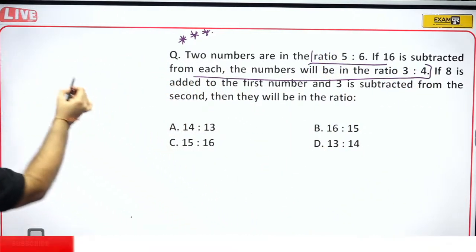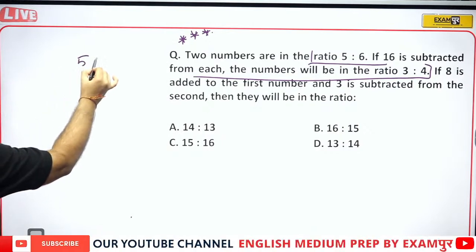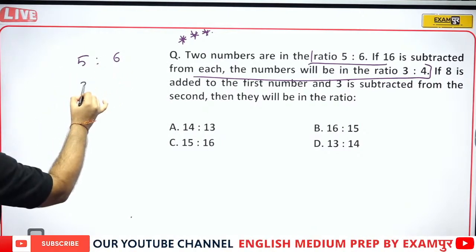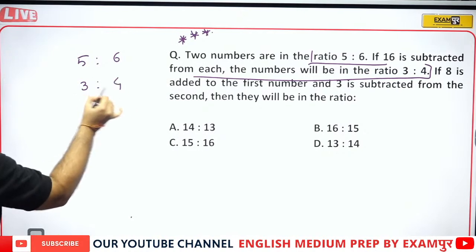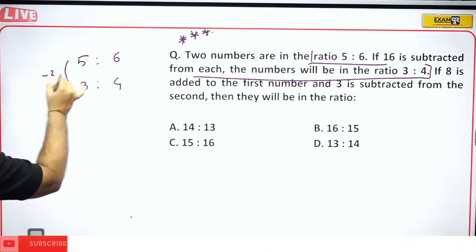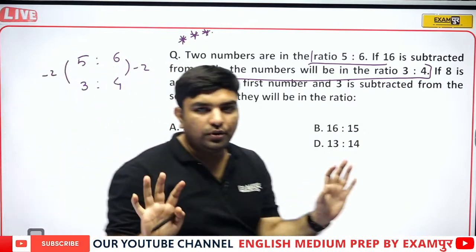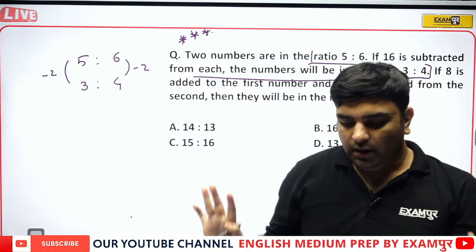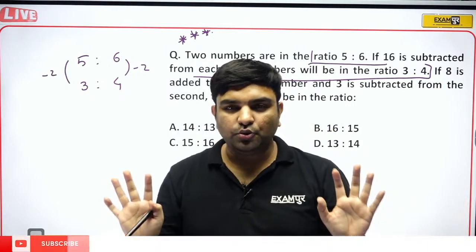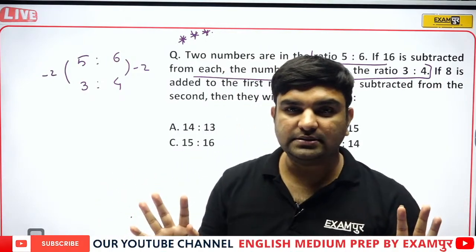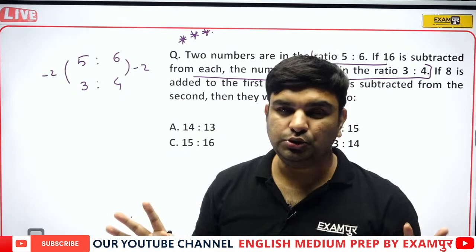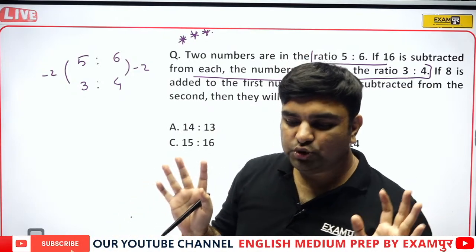Initially the ratio is 5:6, then 3:4. If you check the ratio, here 2 is subtracted and here also 2 is subtracted, and you are subtracting the same number, so the ratios are already balanced. The examiner is so kind to us.